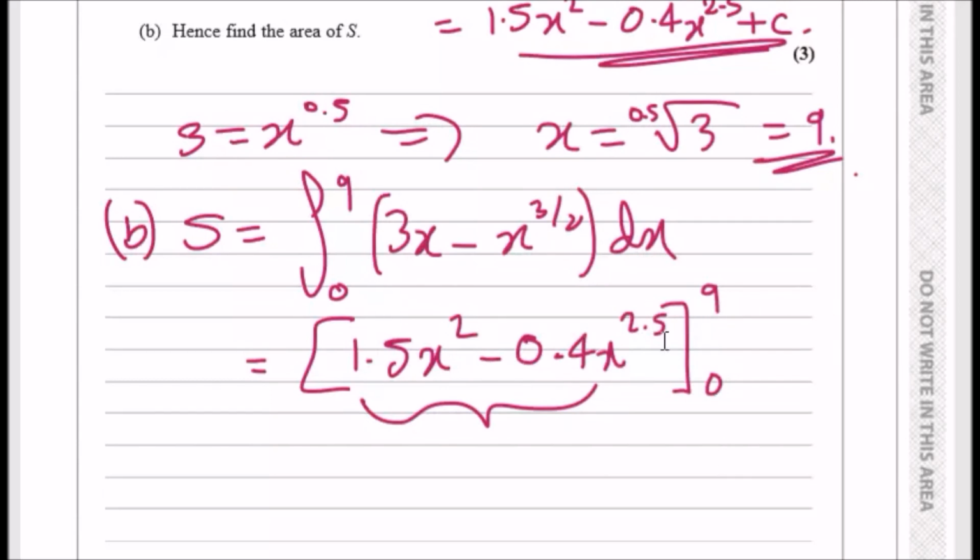So plug in 9 first, you would get 243 over 10 in your calculator, and then substitute the value of 0, you will get 0. So then you would write it like that: the value at 9 minus the value at 0. And of course, this will give us 24.3, or 243 over 10.